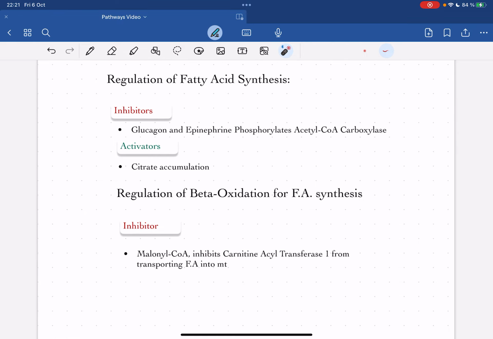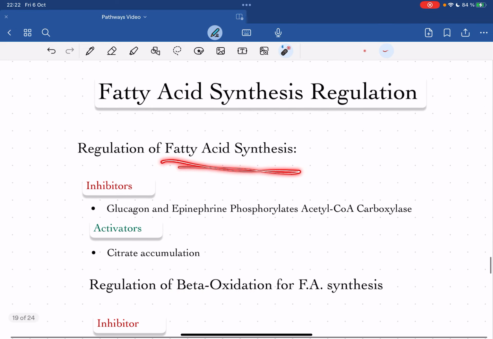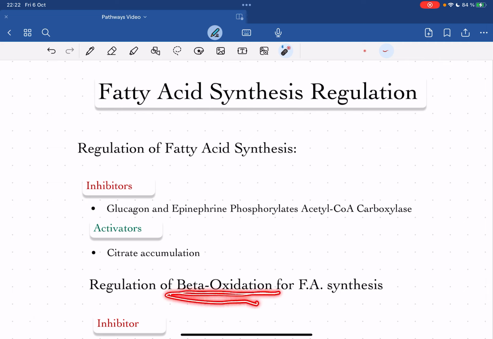As for the regulation of beta oxidation for fatty synthesis, of course, we want to inhibit beta oxidation when we're doing fatty acid synthesis. Why? Because we don't want to break down more fatty acids when we in reality want to make them, right? Why break a cake if you want to make a cake?